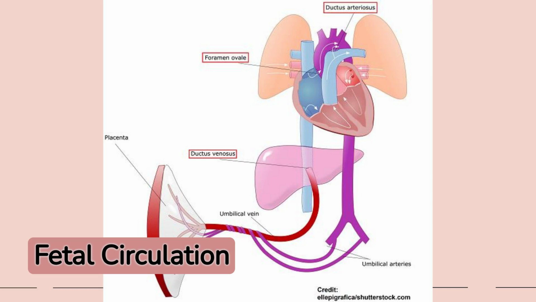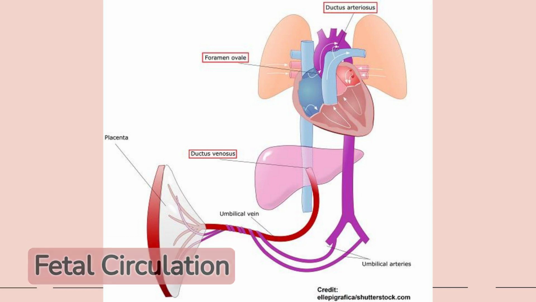Most of this blood is shunted away from the non-functioning lungs into the pulmonary artery, entering the ductus arteriosus and then the aorta to distribute oxygen and essential nutrients to the entire fetal body. After supplying nutrients and collecting waste, deoxygenated blood returns to the placenta through the umbilical arteries to complete the cycle. This unique fetal circulation ensures the survival and proper growth of the fetus before birth.